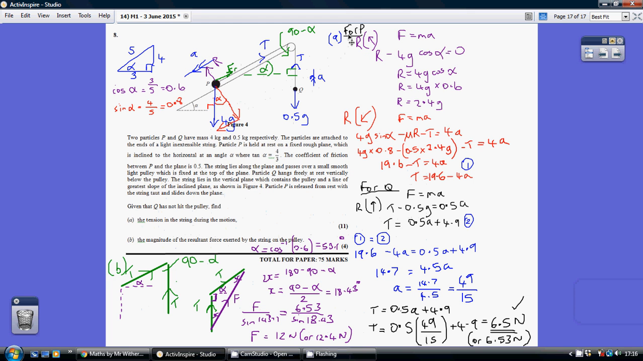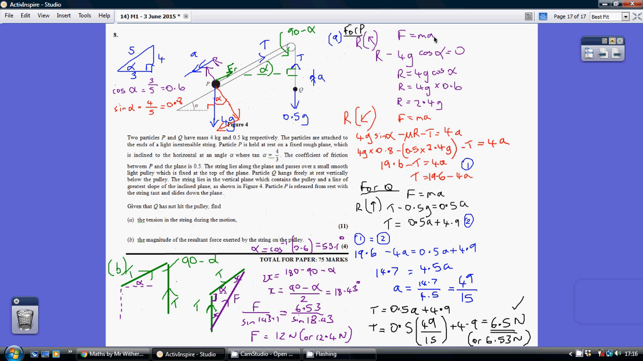Right, so let's resolve for P. Now, I'm going to need to involve friction in my calculation when I resolve going down the slope. And one component of friction is the normal reaction. So I'm going to really need to start off by resolving perpendicular to the slope in order to allow me to work out what the normal reaction is.